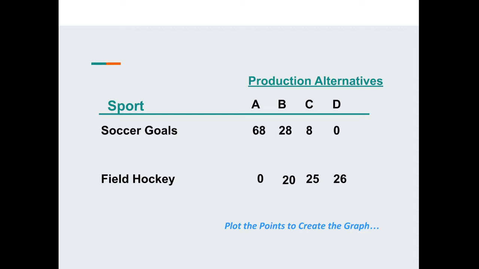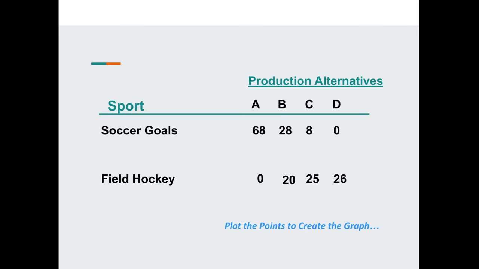But in exchange for those 40 soccer goals, we picked up 20 field hockey goals. Okay, which means every field hockey goal costs 2 soccer goals, right? And you could do it the other way, where a soccer goal in this case is costing a half of a field hockey goal.